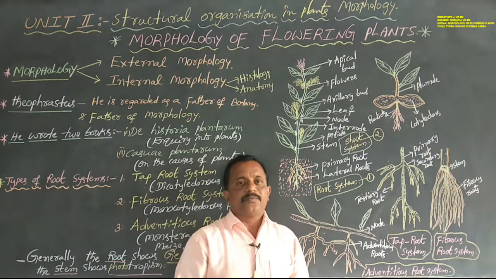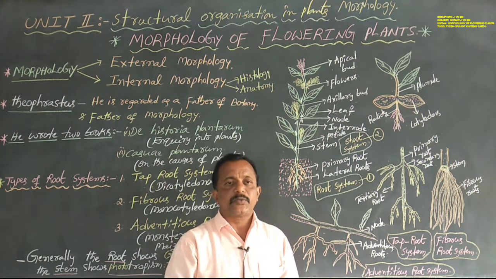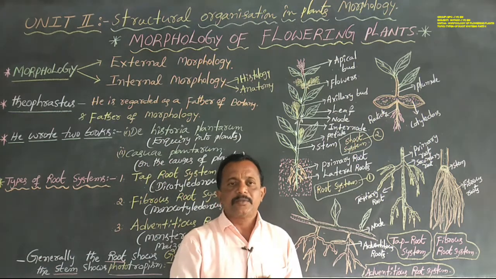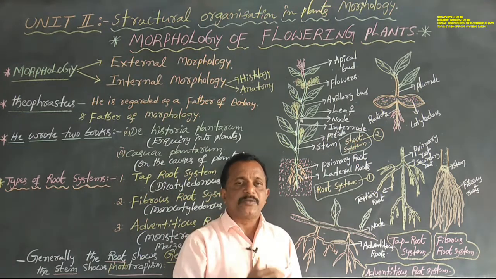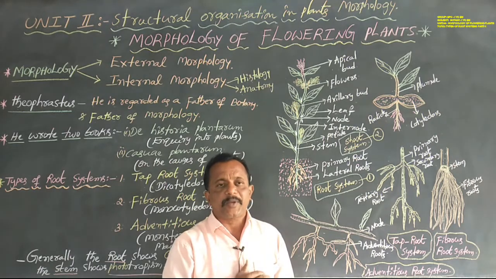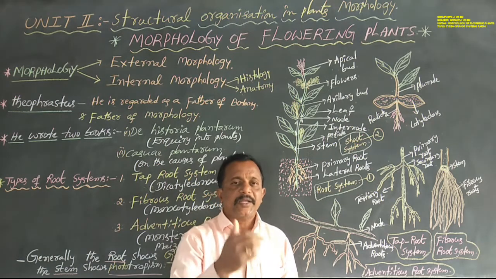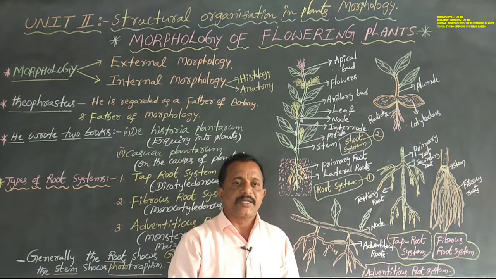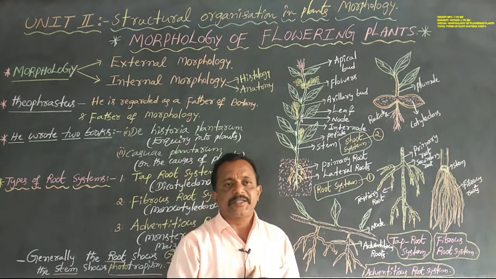Root systems are mainly of three types. First one, taproot system. Second one, fibrous root system. Third one, adventitious root system. Taproot systems are seen in the majority of dicotyledon plants, especially neem tree, and fibrous root systems are seen in the majority of monocotyledon plants, especially rice, wheat, maize, and sugarcane. But adventitious root systems are also seen in some of the dicotyledons such as monstera and banyan tree, and some of the monocotyledon plants such as maize and sugarcane.